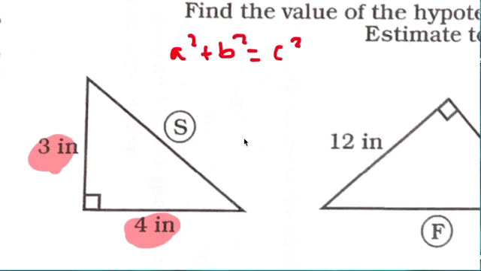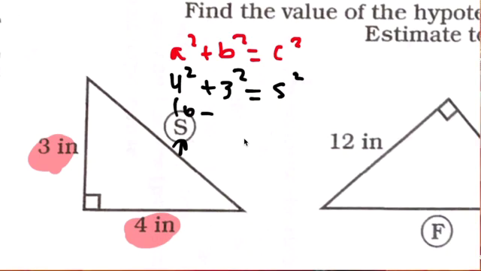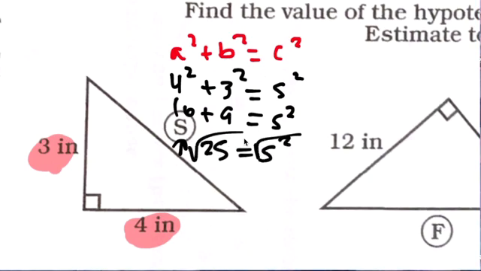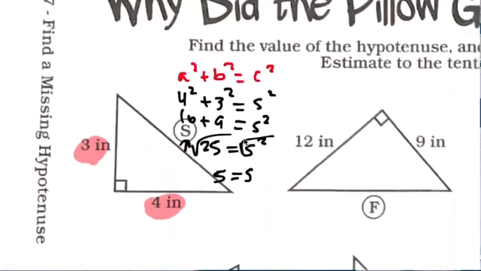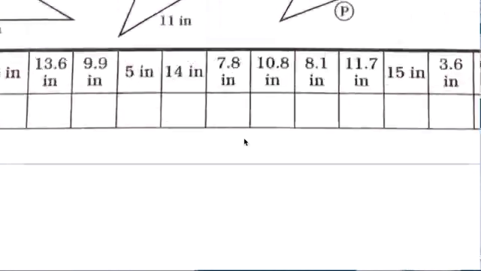Let's say 4 squared plus 3 squared equals c. S is c, so s squared. 16 plus 9 equals s squared. That's 25 equals s squared. Take the square root. S is 5. So you find 5 and you put the letter S.